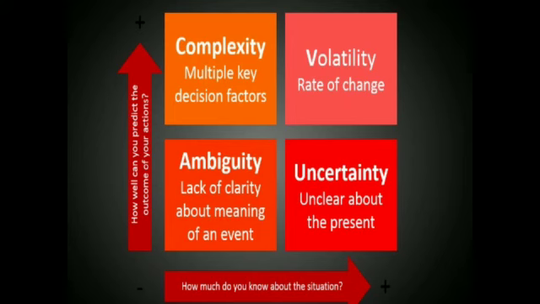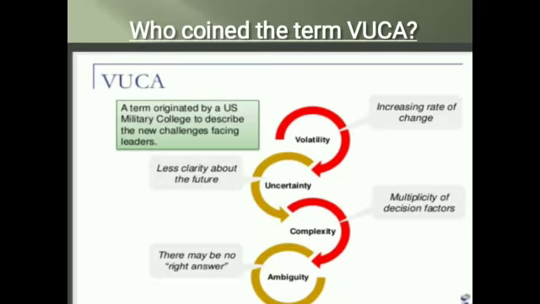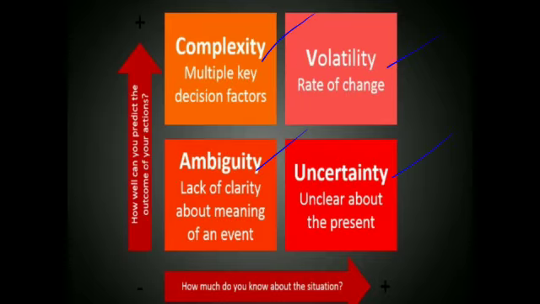So, VUCA means volatility, uncertainty, complexity and ambiguity. The concept VUCA originated with the United States Army War College to describe conditions resulting from the Cold War. Here V stands for volatility, which means rate of change. U stands for uncertainty, which means unclear about the present, an unpredictable situation. Complexity means multiple key decision factors are involved and interconnected. Ambiguity means lack of clarity about the meaning of an event, and it is impossible to come to rational conclusions.